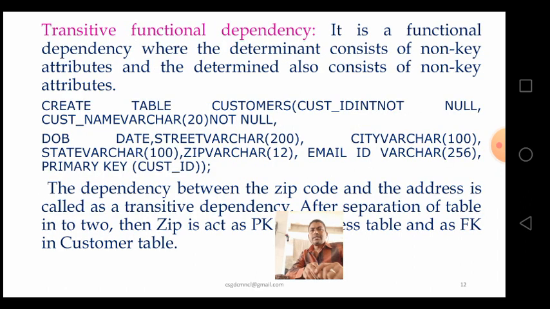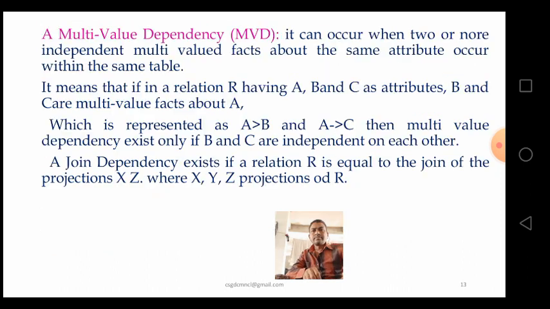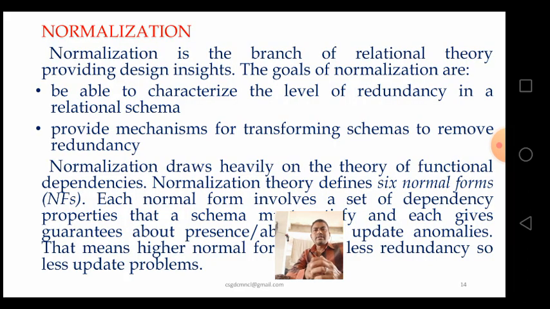Next, transitive functional dependency. This is one of the functional dependencies. Another and last one is multi-valued dependency, that is called MVD. These are the topics we discussed in the previous video. Now we are discussing normalization. First of all, what is normalization?